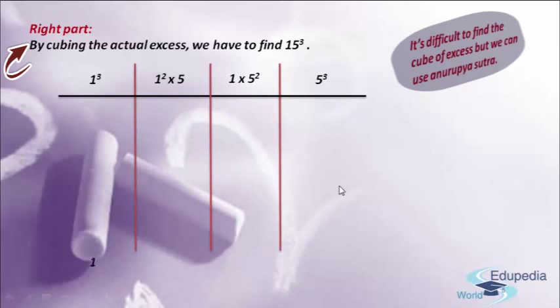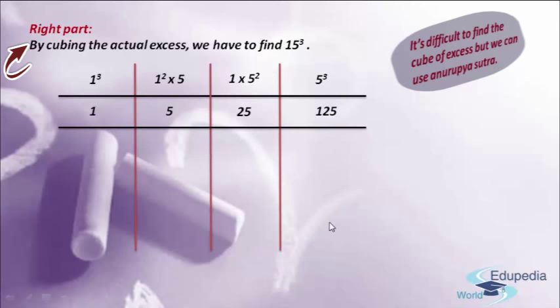Now if you do 1 cube, you get the answer 1. And 1 square into 5, that is 1 into 5, you get 5 as the answer. And 1 into 5 square, that is 1 into 25, you get 25 as the answer. And 5 cube, if you do, you get 125 as the answer.